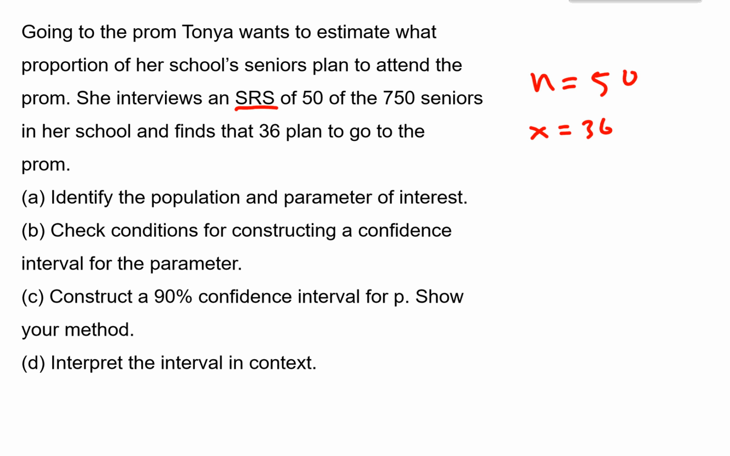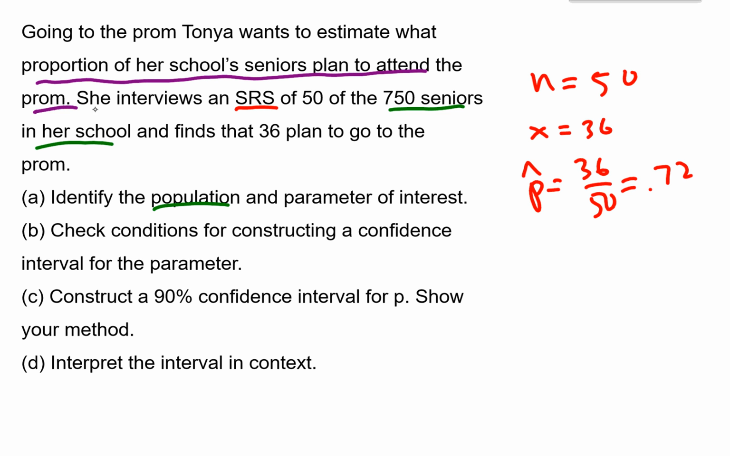And from these two numbers, you can calculate p hat, which is the sample proportion of people who want to go to the prom in her school. That's 36 out of 50, or 0.72. So part A asks us to identify the population and the parameter of interest. The population is the 750 seniors in her school, and the parameter of interest is the proportion of her school seniors who plan to attend the prom. So it's good to identify those things.